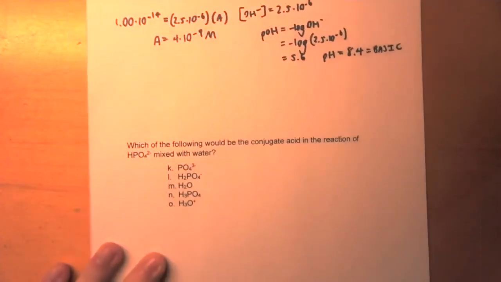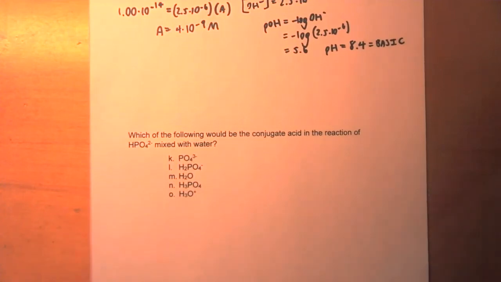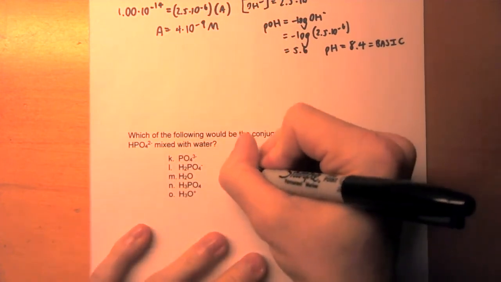Okay, last one for the day. Just kind of going back to the last video. Again, these videos are available for you to watch. Go ahead and reference the last video if you get stuck on this one. Which of the following would be the conjugate acid in the reaction of HPO4 2- mixed with water? So what do you think we're going to have to do for the first step? We're going to have to write out the reaction.